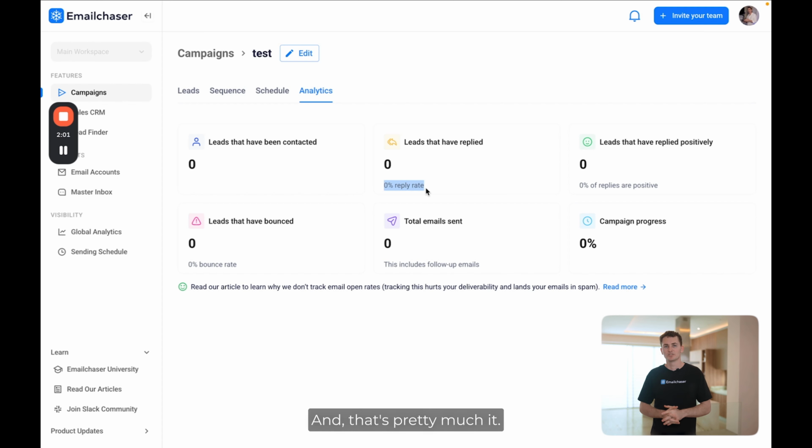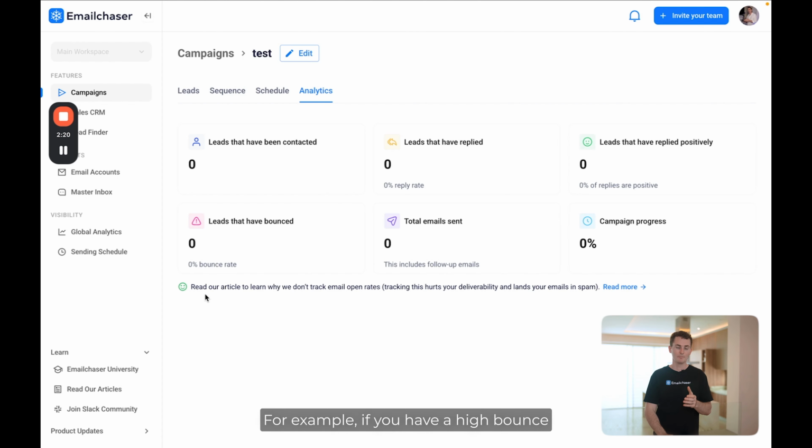And that's pretty much it. So when you launch a campaign, minimum 2% reply rate before you scale. It's important that you also keep an eye on this analytics page for the first 24 to 48 hours after you launch your campaign, because you want to be monitoring these metrics as the campaign progresses.